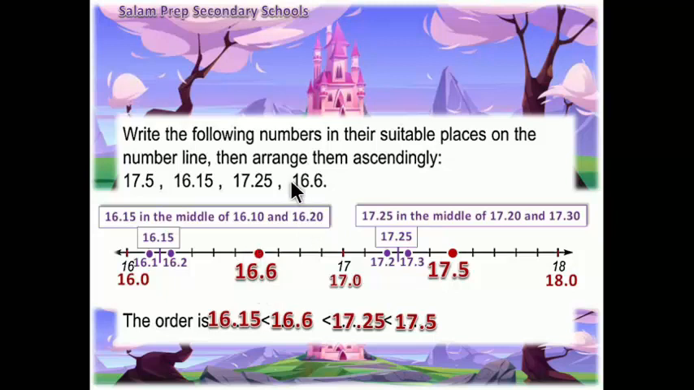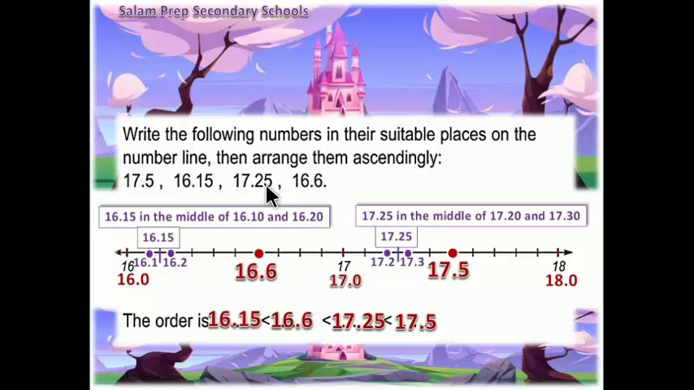Now we need to put 16.15. 15 is 2 digits in the decimal part, okay? So go to the whole number 16. 16.15 is in the middle of 16.10 and 16.20. This is 16.1, in other words 16.10. This is 16.2, in other words 16.20. Okay? Now, 16.15 is the middle of 16.10 and 16.20.